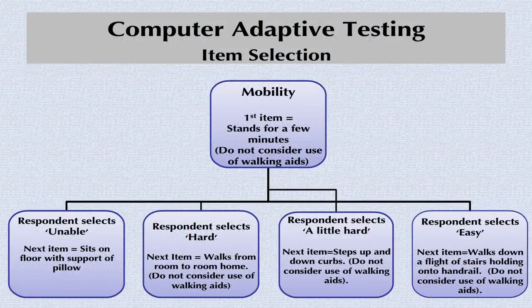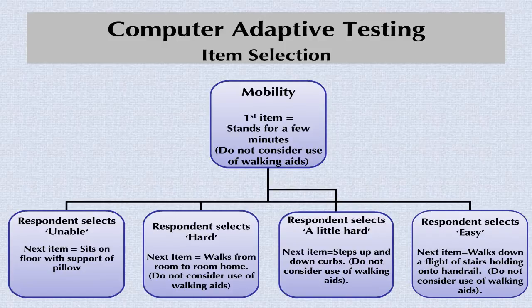Here's how the computer adaptive testing algorithm works. All respondents are given the same first item, which was chosen because it is in the middle of the scoring range. The response to that item then dictates which item will appear next. Depending on the response, it will be either a harder or easier item.